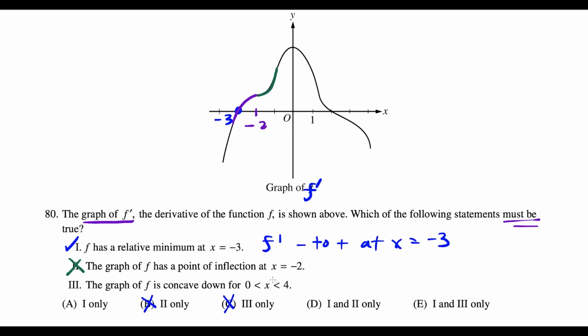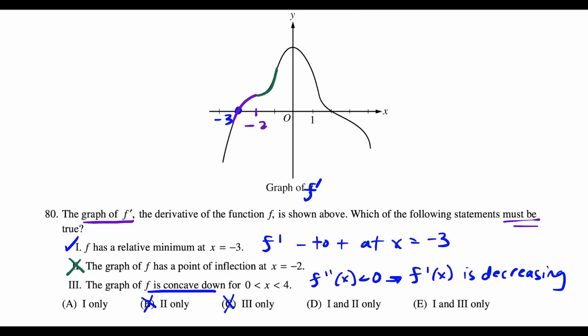Now the graph of f is concave down on the interval from 0 to 4. This could be a little tricky to interpret, but f is concave down means that f double prime of x is less than 0. And another way of saying f double prime is less than 0 is that f prime of x is decreasing. So anytime f prime of x is decreasing, that means the slope of f prime is negative, and the slope of f prime is f double prime. So just rephrase this in your head. What we could say here, the graph of f prime is decreasing has the same meaning as f is concave down.